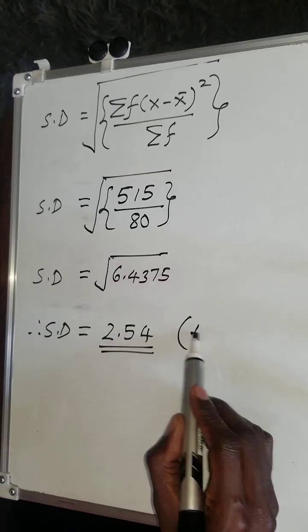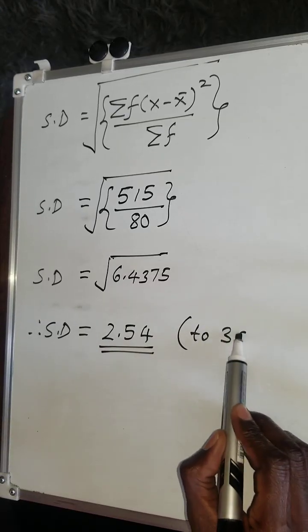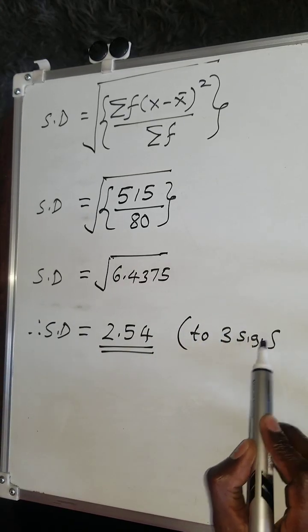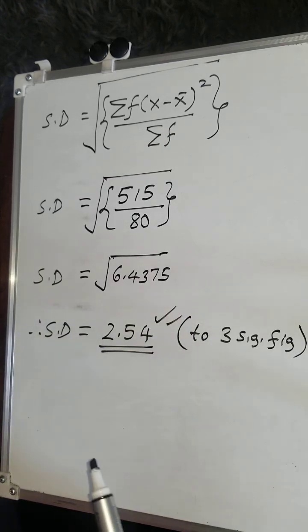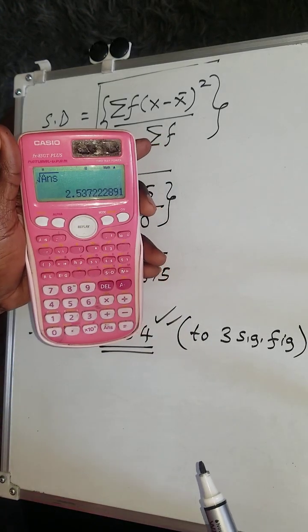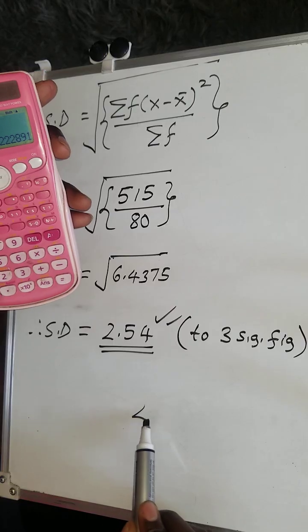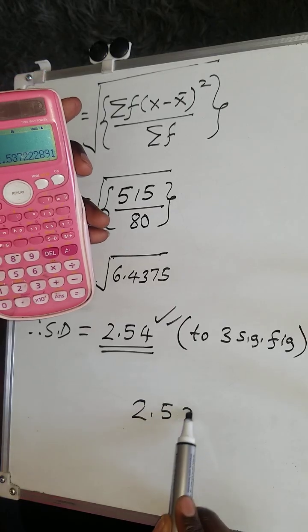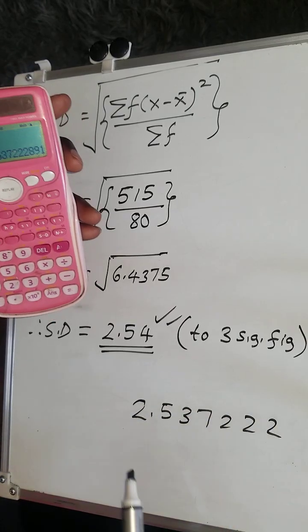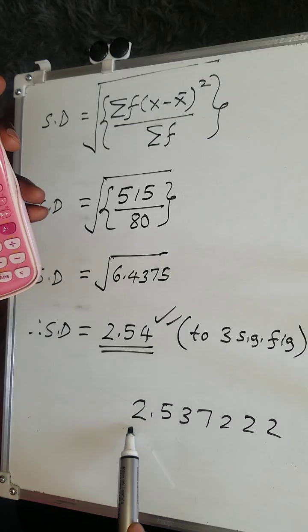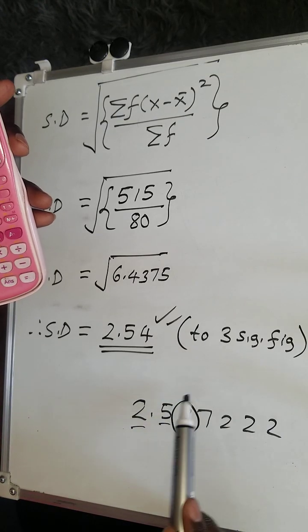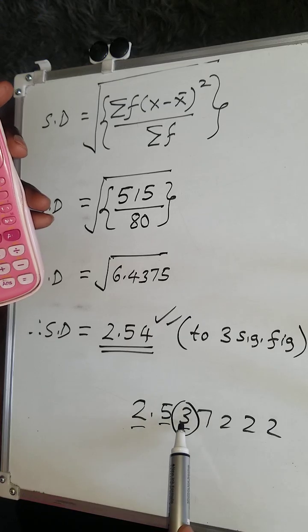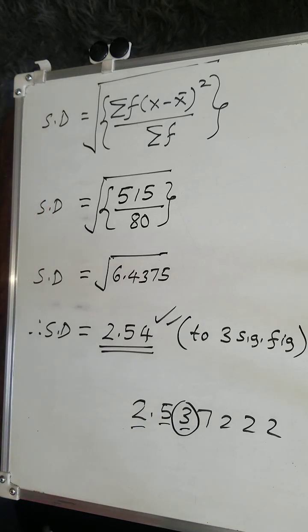Again, we have corrected this to 3 sig. That's a short abbreviation for significant figures. So that is to 3 significant figures. So it is simply 2.54. Remember, we had 2.537222, but to 3 significant figures you count 1, 2, 3. So you look at the number that follows after, it is more than 5, so you add a 1 there, and that is why we have a 4 there.